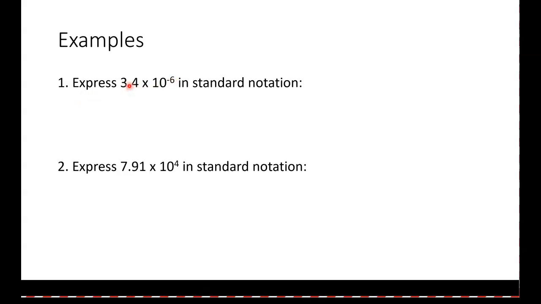But we know that we're going to move it 1 space to the left, and then we're going to have 0.34. And then now we have 5 zeros to add. So it's going to be 0.5 zeros, 34.